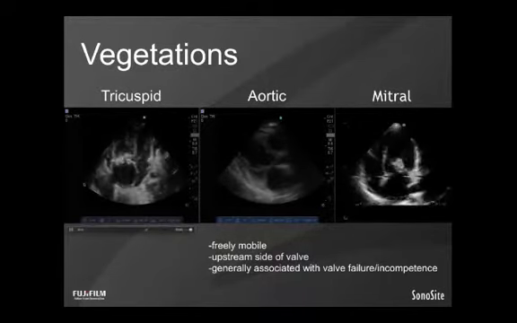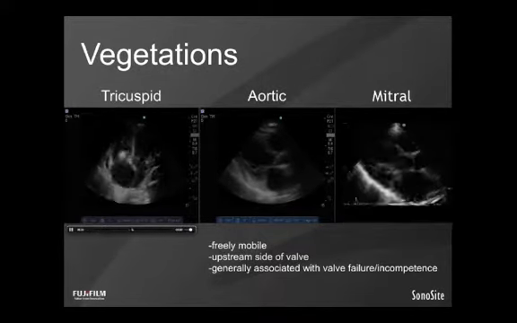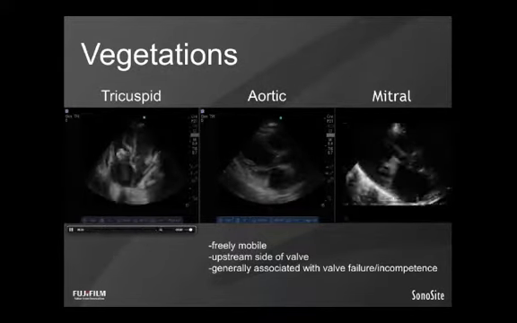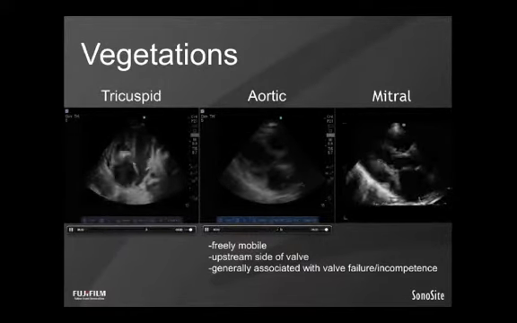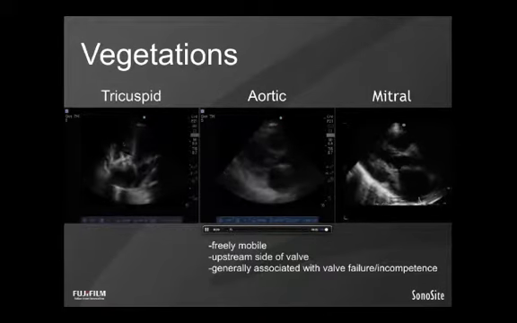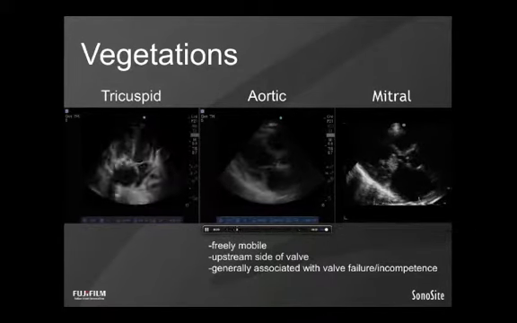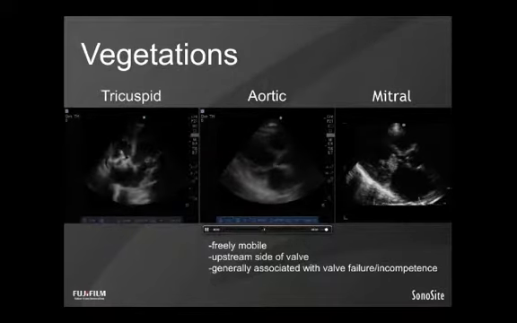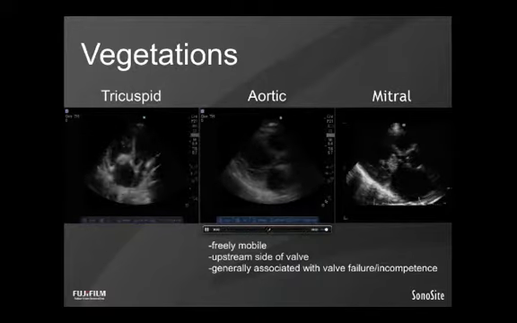On the tricuspid valve, we see here on the left a very obvious dense mobile mass attached to the tricuspid valve that is consistent with endocarditis. The aortic valve here on the parasternal long axis is not as obvious. However, you can see that the valve is greatly thickened, and I hope you can also see there's a pedunculated kind of mass attached to the right coronary cusp.